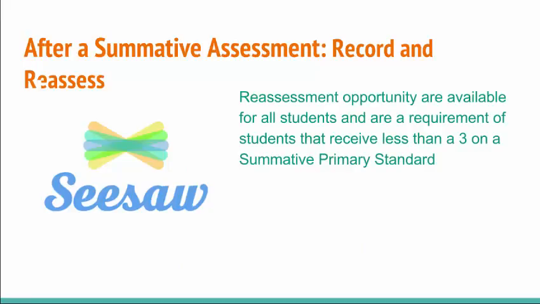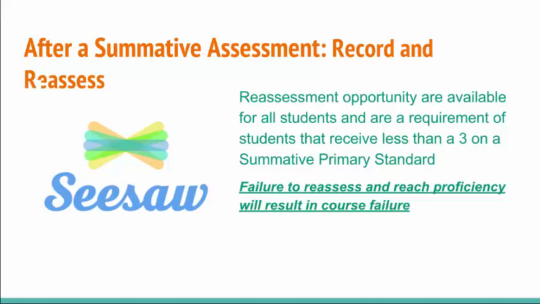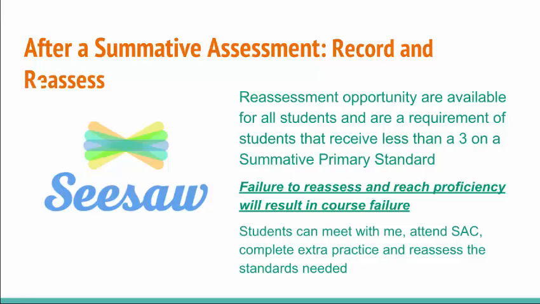After a summative assessment, we will also record our feedback and we will have a chance to reassess. Reassessment opportunities are available for all students and are a requirement of students that receive less than a 3 on a summative primary standard. Failure to reassess or reach proficiency will result in course failure. Students can meet with me, attend the Saxon Academic Center, complete extra practice, and then reassess the standards that are needed. You will not be reassessing an entire summative assessment, only the standards in which you were unable to reach a 3 or a 4.